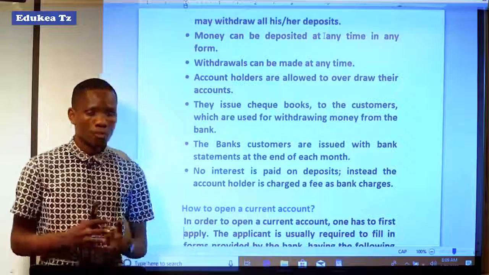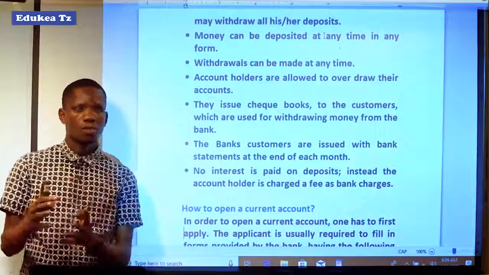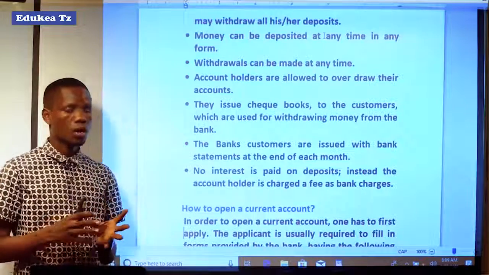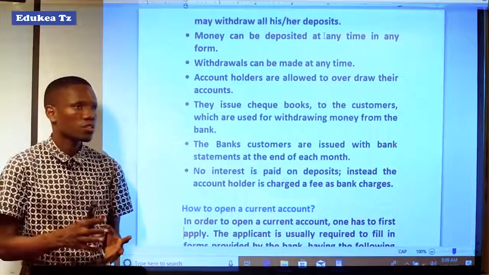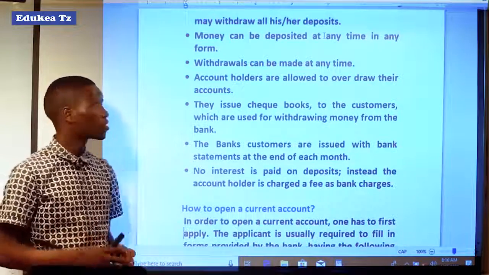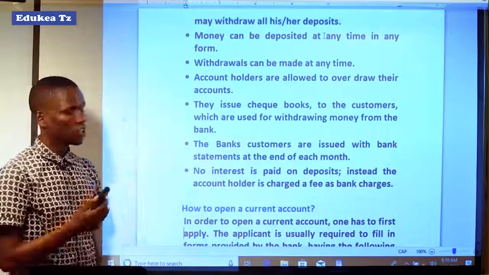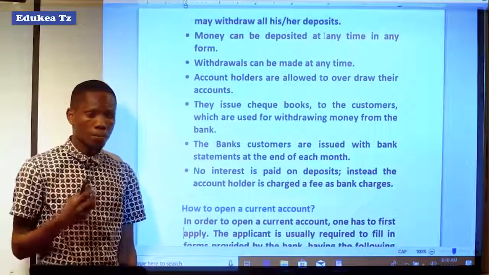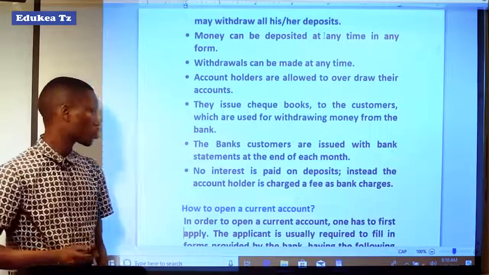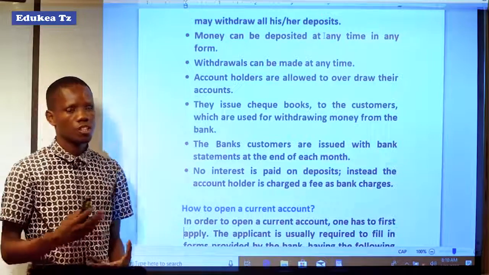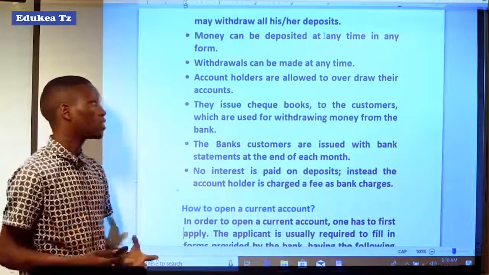The businessmen, institutions or organizations who are allowed to open current accounts in these commercial banks now have a chance to deposit their money at any time, in any form.